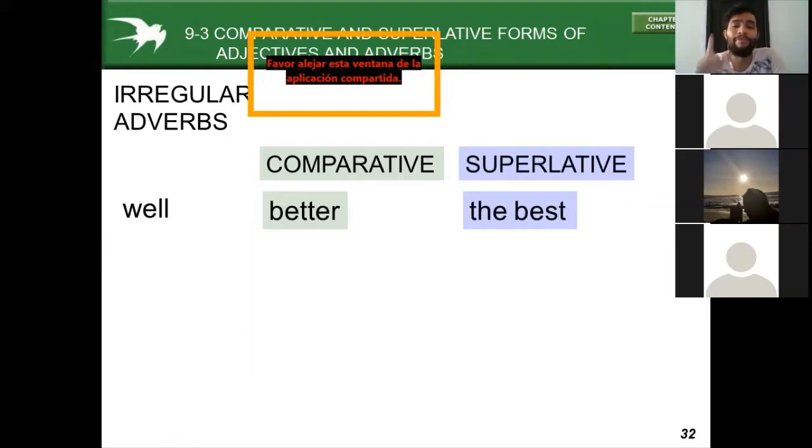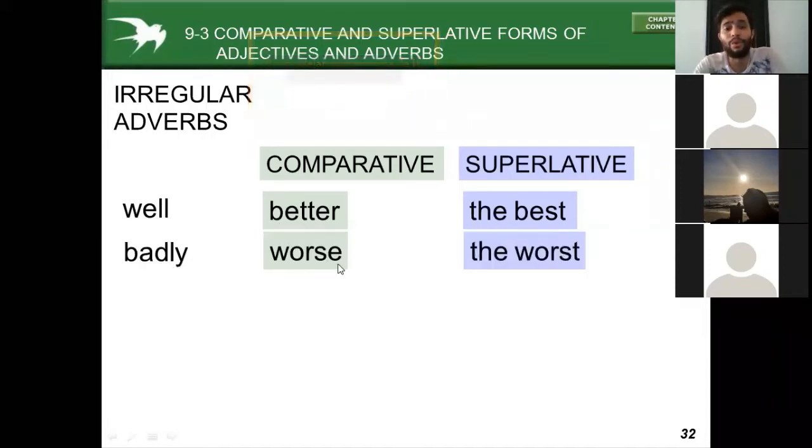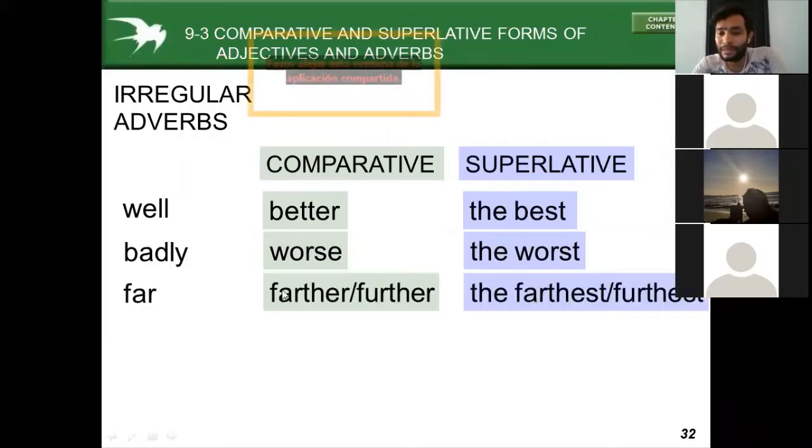All right, and then we have irregular adverbs. As for the irregular adverbs, we have well, that becomes better, and the best. We have badly, that becomes worse, yes, worst and the worst. And finally, the one that means, I don't remember who said it, right? Far. Far can have two different ones, two different options. Farther, like in the first one, and further. Farther and further. And for the superlative, the farthest and the furthest. All right, the farthest and the furthest.